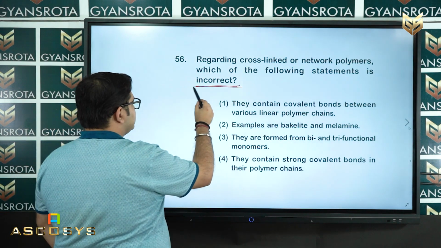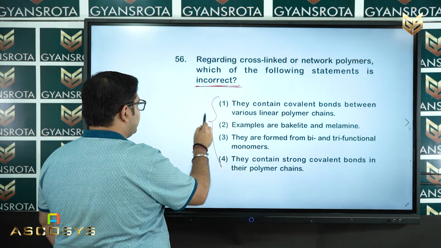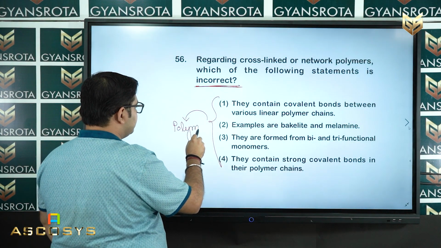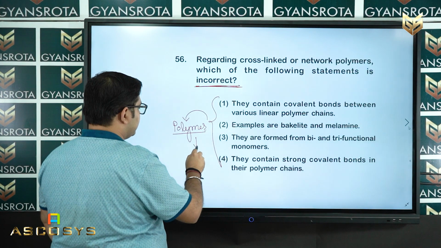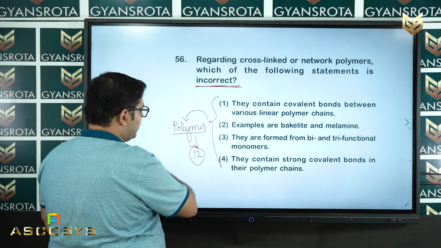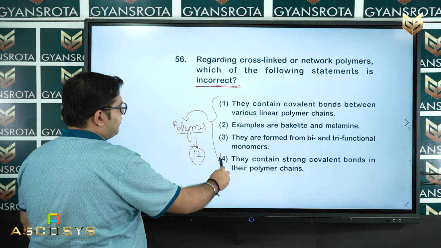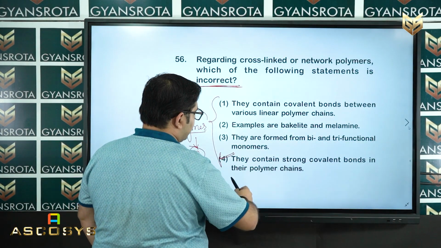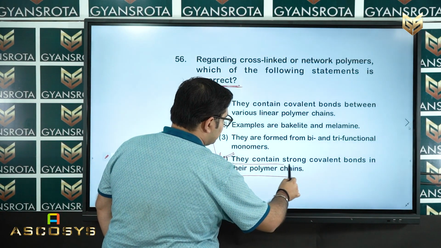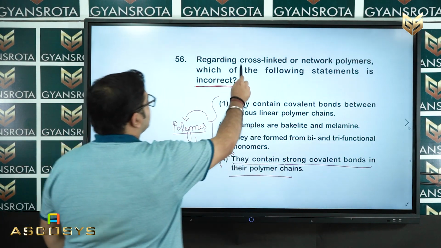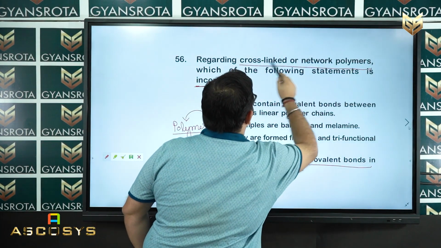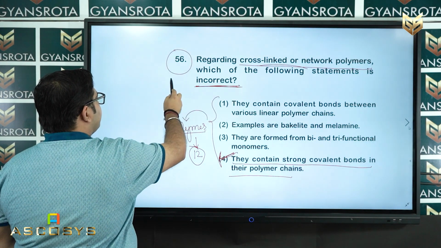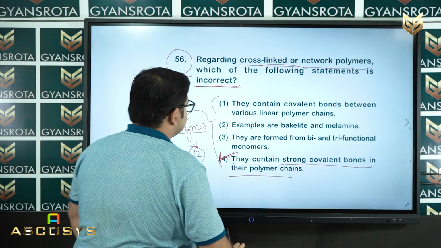All these statements are taken from the NCERT polymer chapter, which is given in your class 12. If you see option number 4, it says they contain strong covalent bonds in their polymer chain. This is not related to cross-linked or network polymers. So option number 4 is the answer to question number 56.